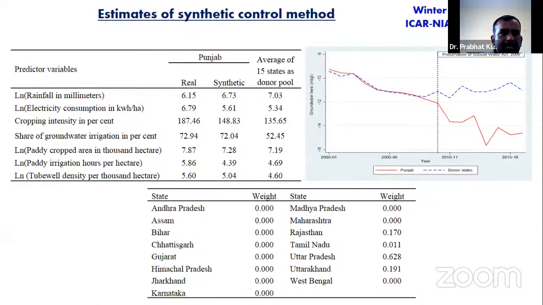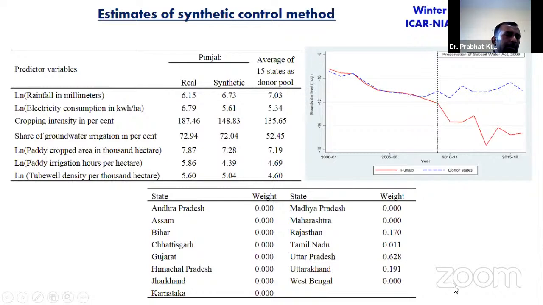So for these states like Rajasthan, here we have just discarded Haryana. We have excluded Haryana because they have got a similar treatment. So here you see Rajasthan had got some weight, then Tamil Nadu, then Uttar Pradesh, then Uttarakhand. So these states have got some weight. Based on this one, it was constructed.